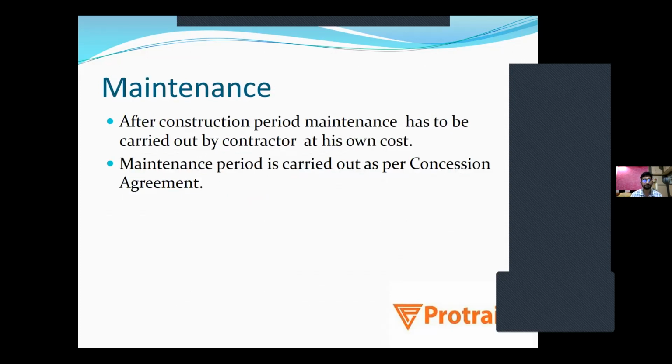After that, it is very important to do the maintenance, so that after the construction period, maintenance has to be carried out by the contractor at his own cost for a particular period of time. It is not forever, but the period of maintenance is already listed in the contractor's manual. After that, the maintenance period is carried out as per the concession agreement. This is the agreement which is mutually signed by contractor and authority.